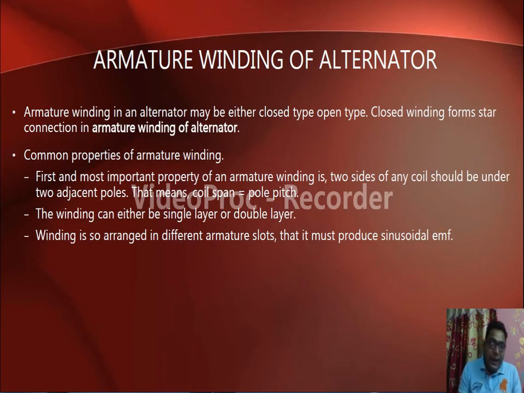The winding can either be single layer or double layer. We will see the pictorial representation of those after this, so that you can easily understand the different types of winding we have. Next, the winding is arranged in different armature slots so that it produces a sinusoidal wave. The distribution is such that it can generate a sinusoidal EMF.